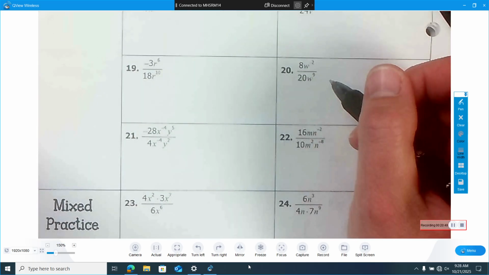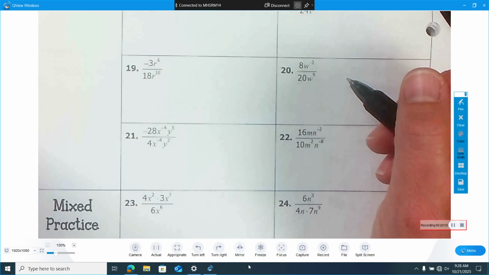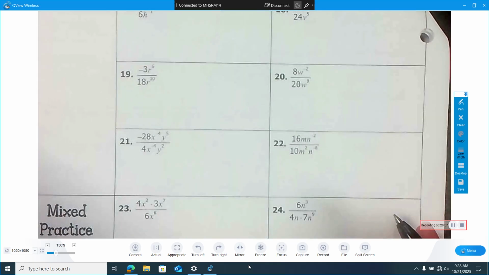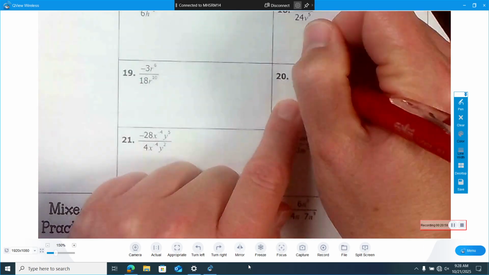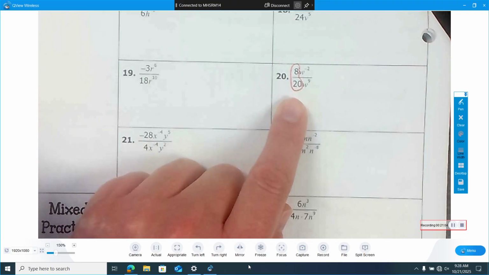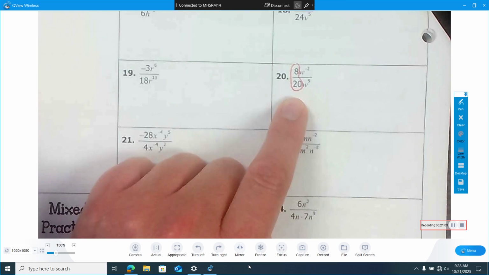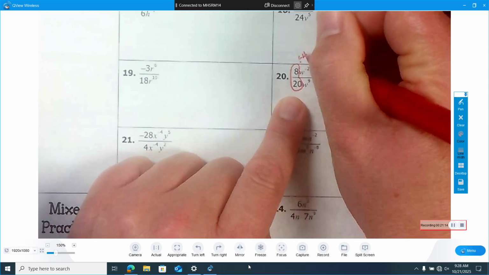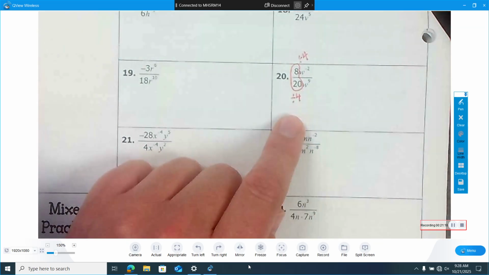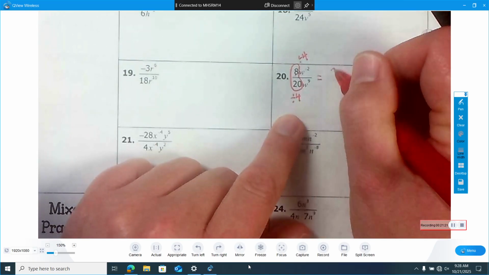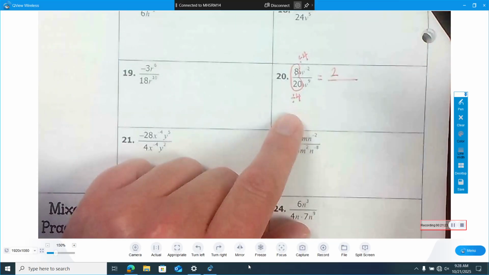Let's look at number 20. Number 20, I have a fraction, 8 over 20. Does it divide evenly? No, it does not. So we have to think about reducing the fraction. What can both numbers be divided by? 2 or 4. We can divide both numbers by 4. And that's going to give me, what's 8 divided by 4? 2. And then 20 divided by 4?